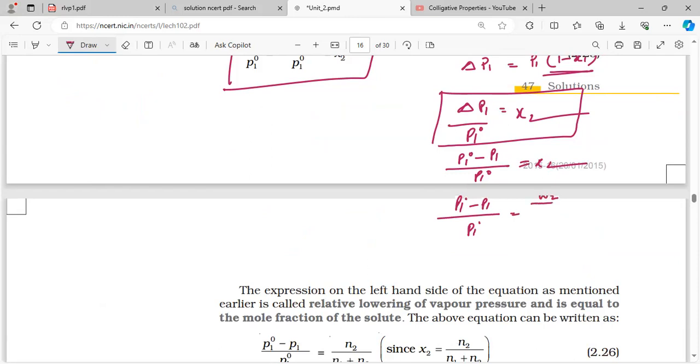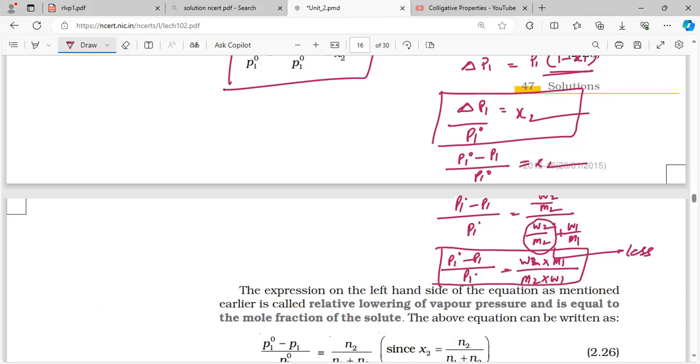W2 upon M2 divided by W2 upon M2 plus W1 upon M1. In the denominator, this will be less. So what can we write here? P1 naught minus P1 upon P1 naught is equal to W2 multiplied by M1 divided by M2 multiplied by W1. Are you getting this? Yes.